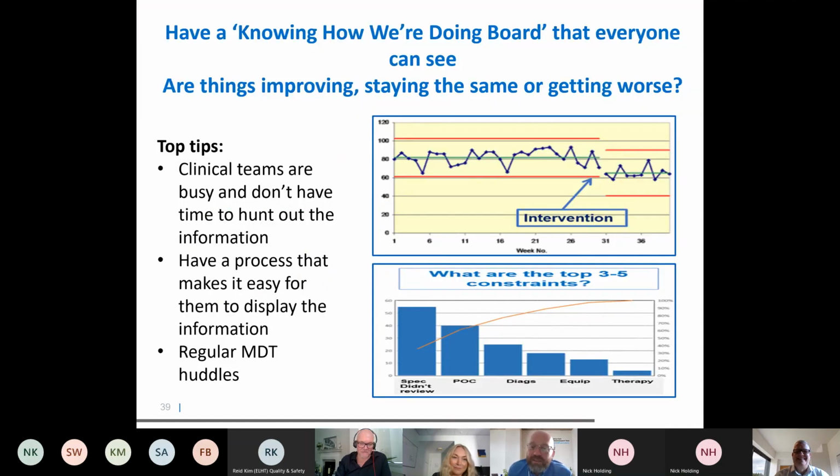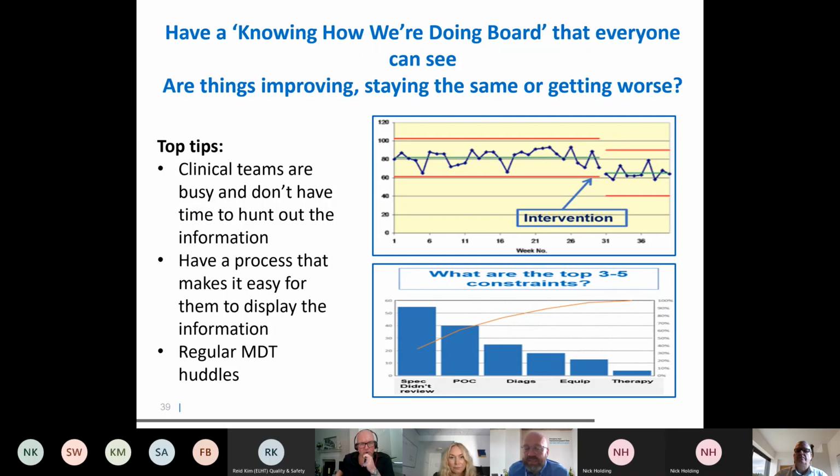And as improvement teams, we really need to know how we're getting on. So for every ward, we would recommend a "know how we're doing" board. They can see the progress that they're making. Are things improving? Are they the same or getting worse? People don't have time to hunt for this information, but they want to know that what they're doing is making a difference, because that's what connects with them. So we need processes that make it easy to display that information, and informatics teams who can deliver SPC charts on a regular basis of 2 or 3 key simple metrics, and perhaps Pareto charts, as the bottom one, around what the constraints are.